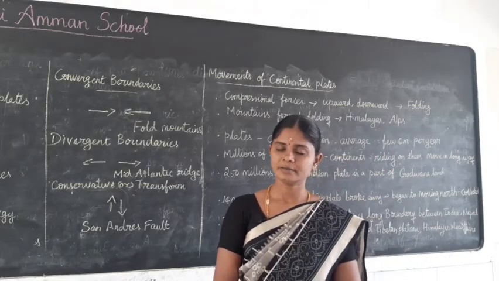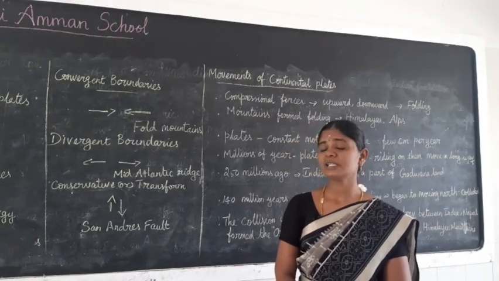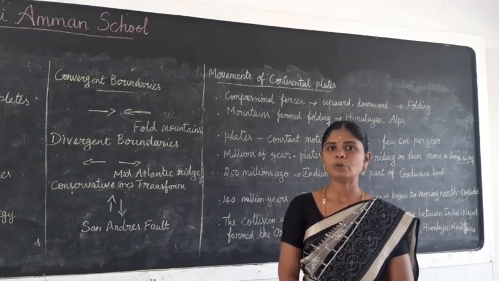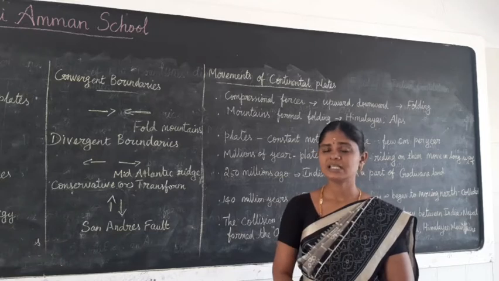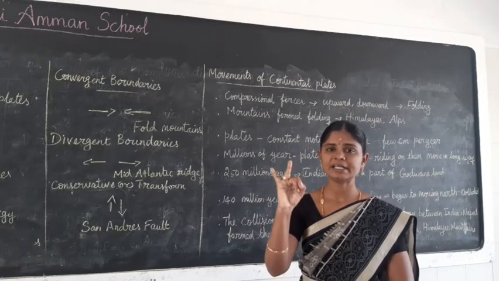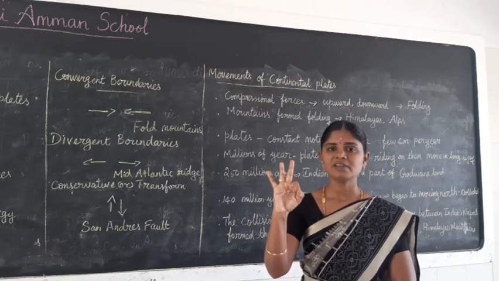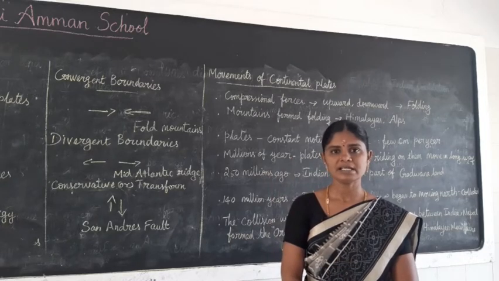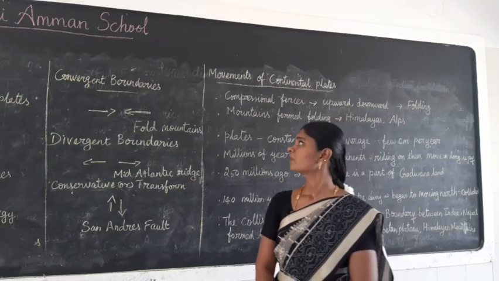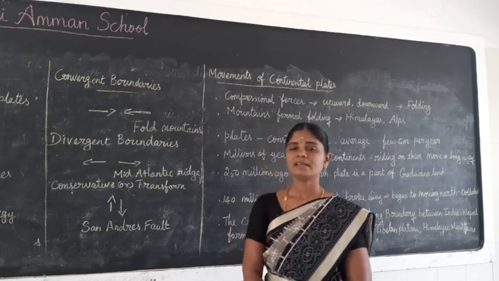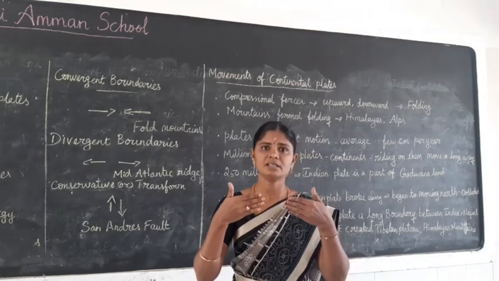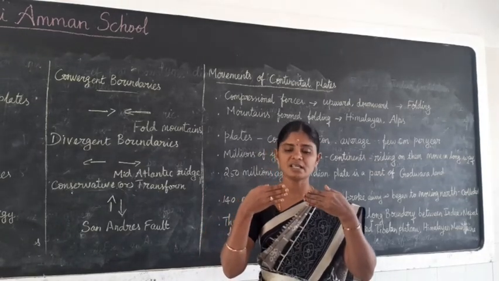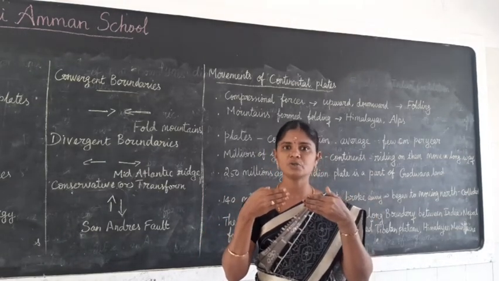Do you clear? Now we are going to see types of plate boundaries. There are three types: convergent boundary, divergent boundary, and conservative or transform boundary. Let us see one by one. Convergent boundary: here the plates move towards each other, that means they come closer to each other.